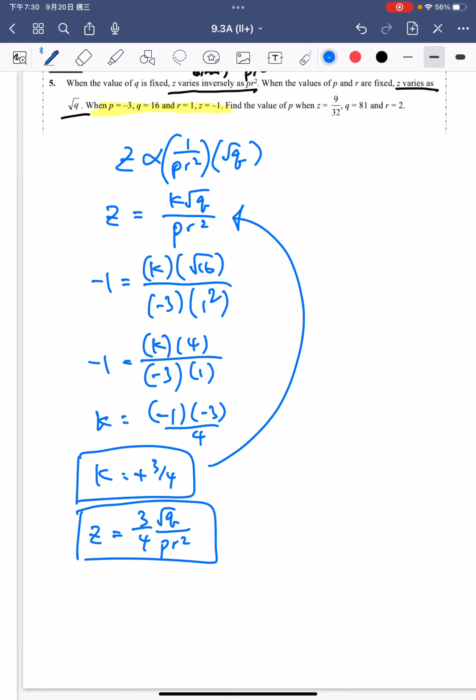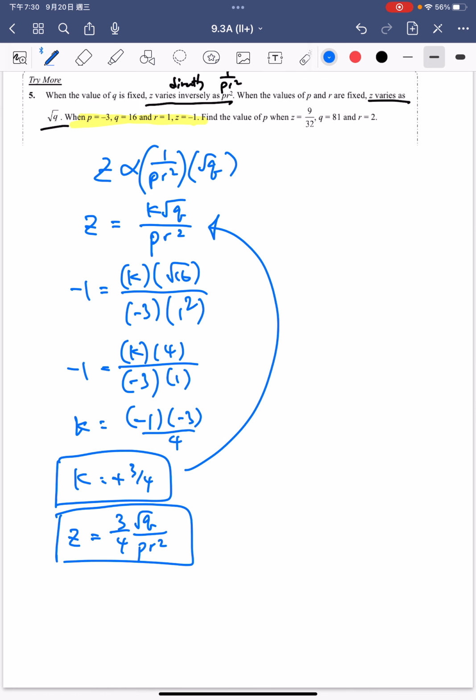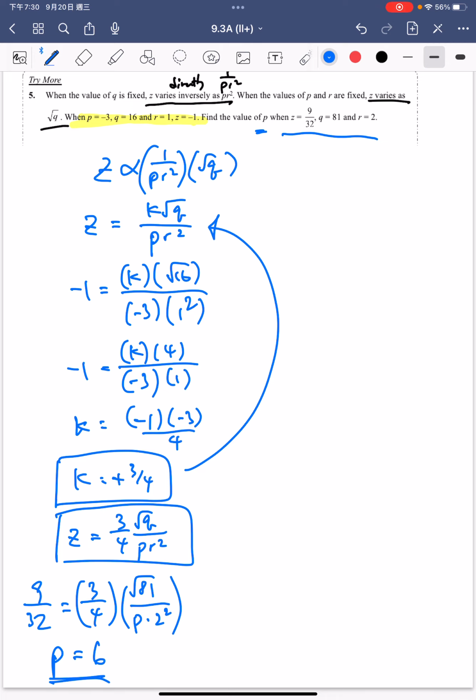This time we have 4 variables, but it's done the same way. After that, we need to find the value of p when these 3 values are given to you. Then we just substitute back into our formula. We know that z is equal to 9 over 32, which is equal to 3 over 4 times the square root of q. Q is 81, divided by p, which is what we want to find out, and r is 2 squared. Using a calculator, you can get p is equal to 6. All right, thank you.